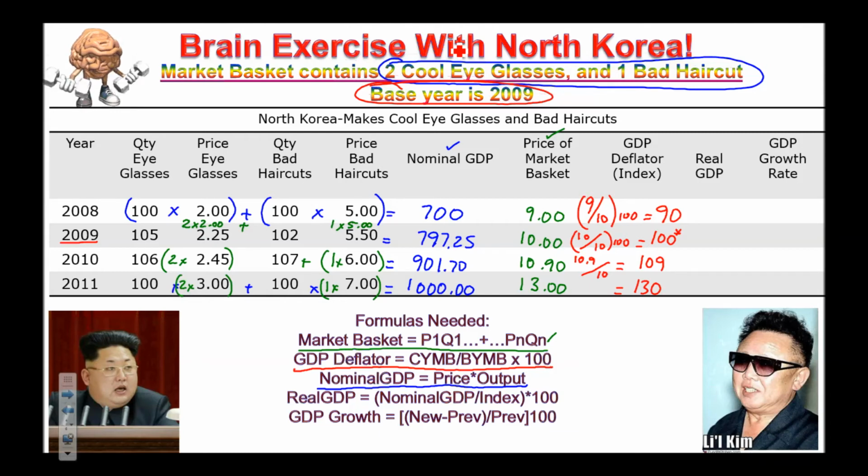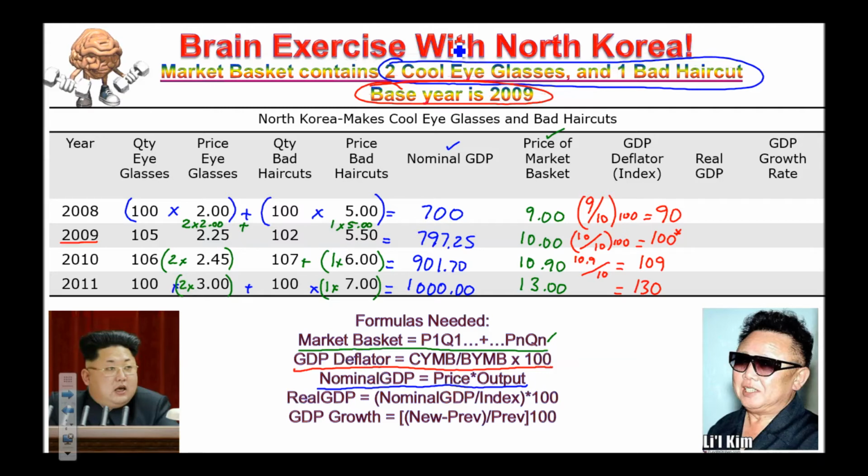Now there's a couple of important notes about the price index. What these things mean is this. Prices in 2008 are 90% of what they were in 2009. In 2009, prices are 100% of what they are in 2009. In 2010, prices are 109% of what they are in the base year. And then finally, in 2011, prices are 130% of what they were in the base year.